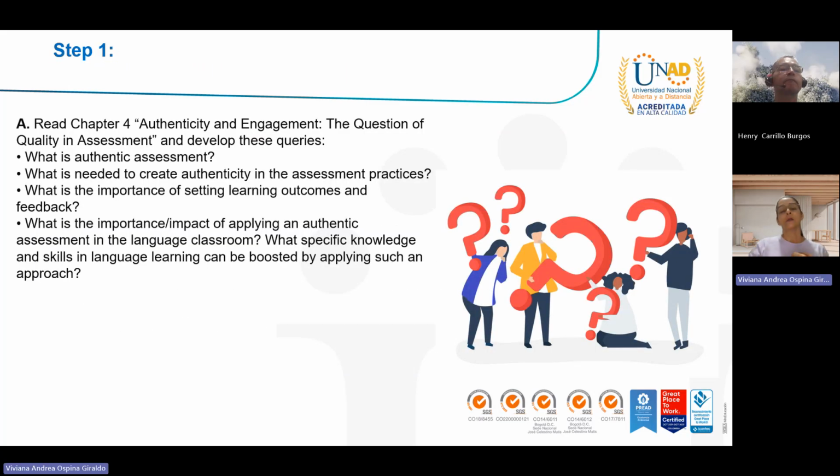So now, looking at our task that we have right now, I'm looking at step 1 where we have this reading on authenticity and engagement, the question of quality in assessment. So I ask you, did you read this reference yet?